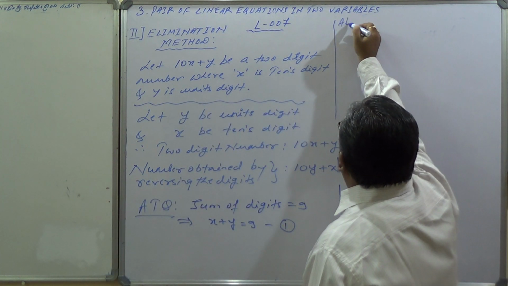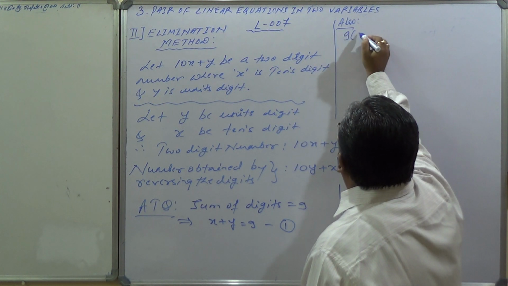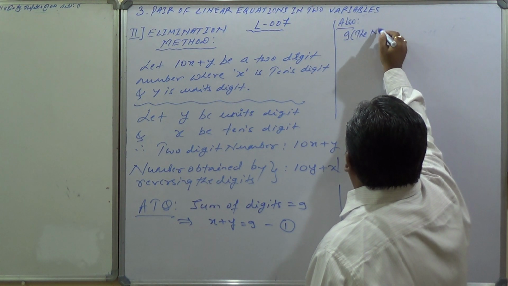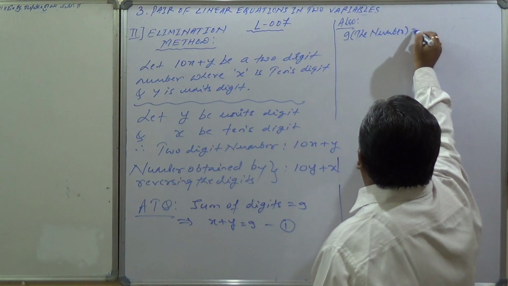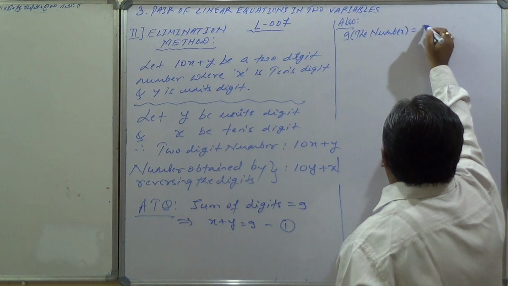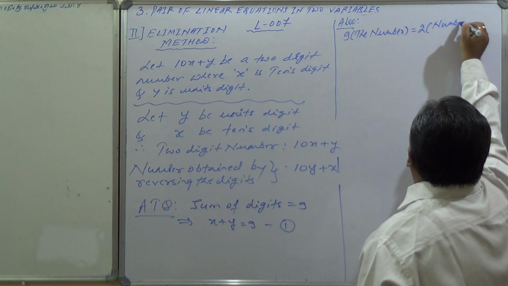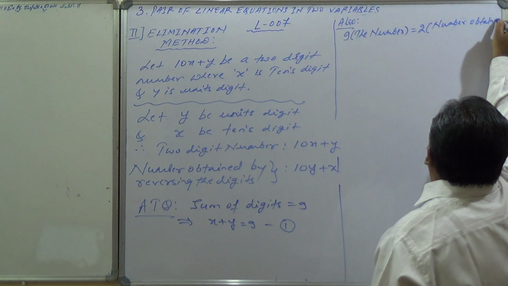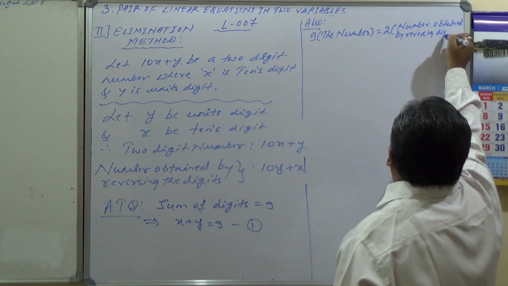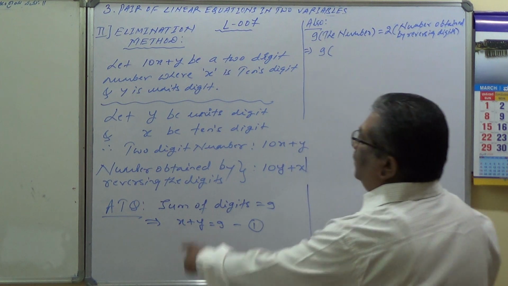Also, 9 times the number equals twice the number obtained by reversing the digits. Twice the number obtained by reversing the digits implies 9 times. What is the number here?